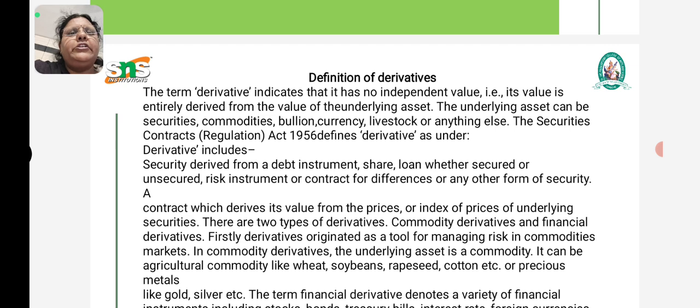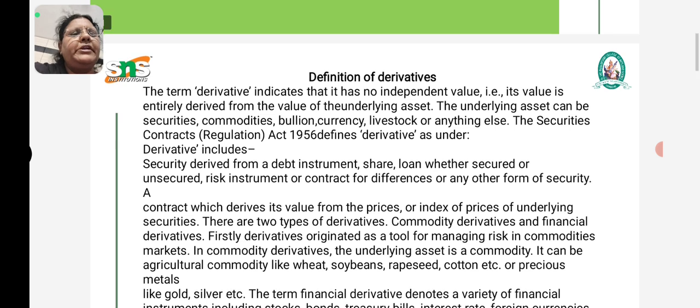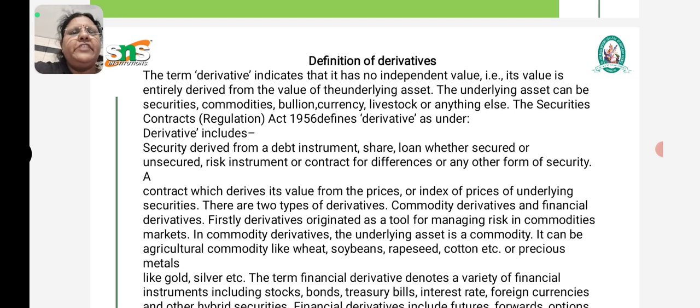The Securities Contract Act 1956 defines derivative as under. It includes securities derived from the debt instrument, share, loan, whether secured or unsecured, risk instrument or contracts for difference of or any other form of security. A contract which derives its value from the price or index of price of underlying asset. There are two types of derivative, commodity derivative and financial derivative.